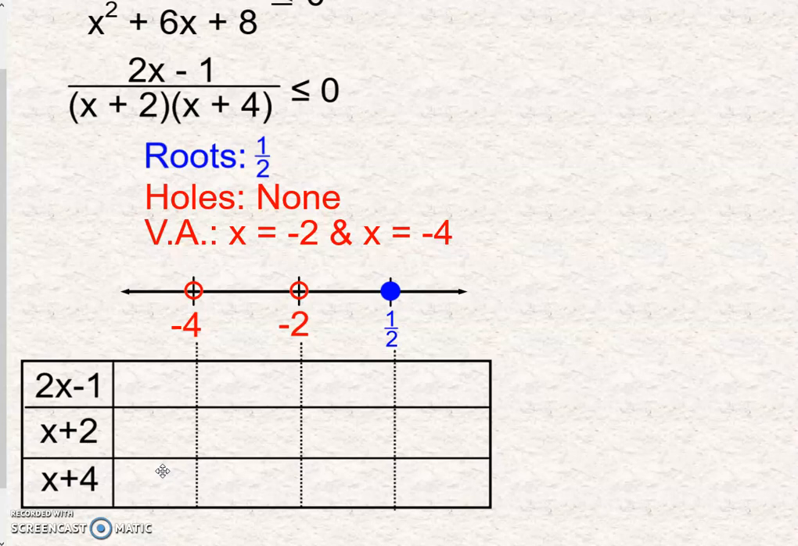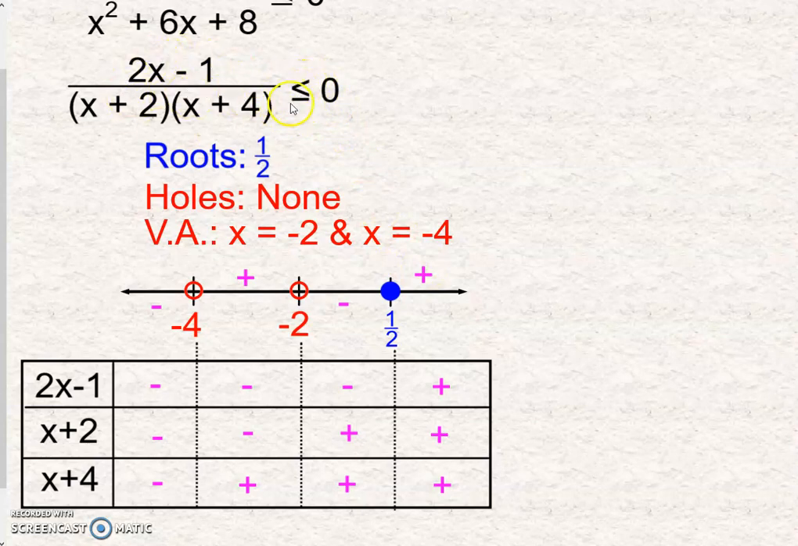Hey, welcome back. I hope you paused the video. Anyways, here's what we have. When we test a number in this region, we end up getting 3 negatives, which gives me a negative. And of course, if the output is negative, we're going to be below the x-axis. When I test a number in this region, I end up getting 2 negatives and a positive. And when you multiply and divide those, you end up with a positive, which puts you above. Here, below. Here, above.